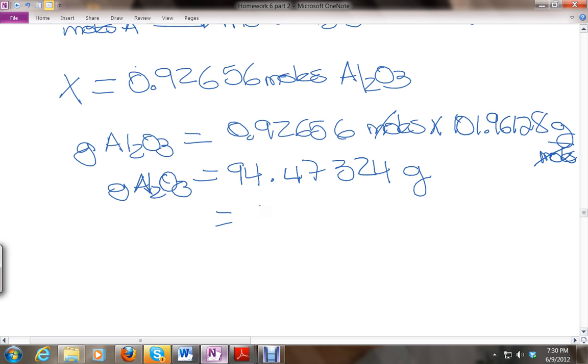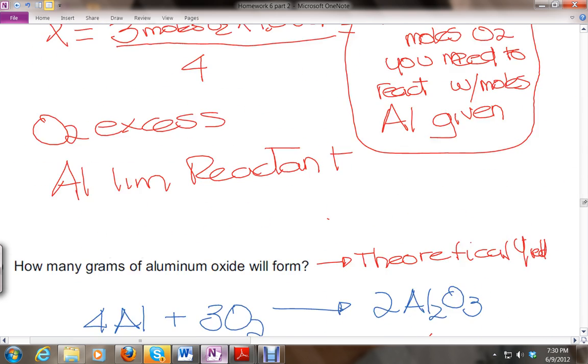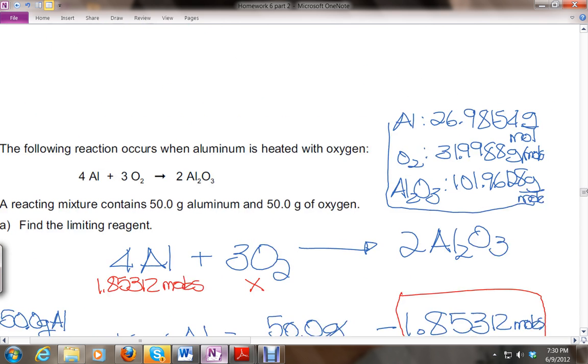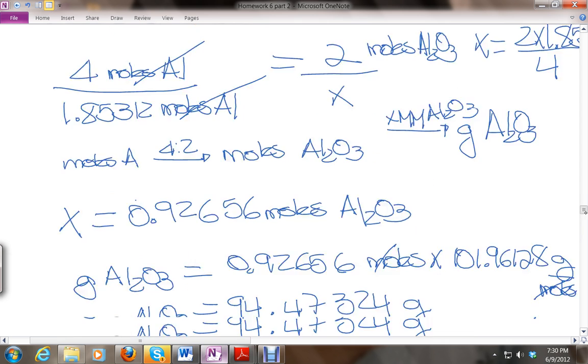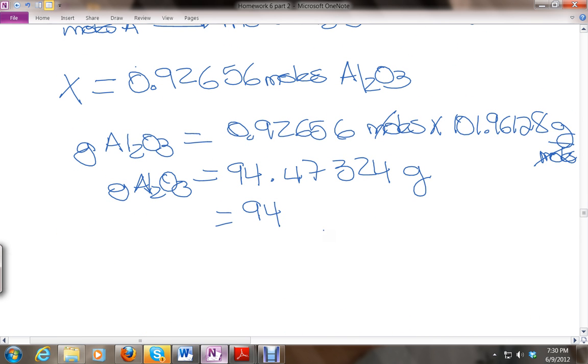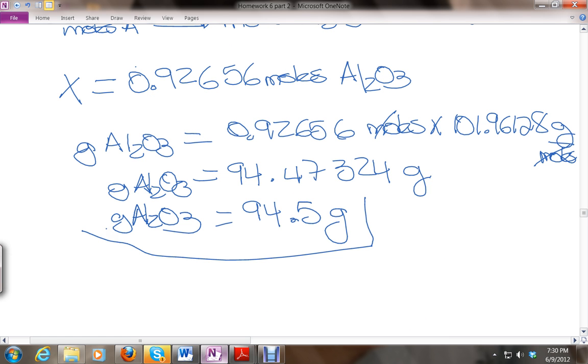But you take it to how many sig figs, by the way? Let's look at our problem initially, and it's 3 sig figs for the grams given data, so it would be 94.5 grams. Okay, and that is grams of aluminum oxide. Don't forget to put the title of what you're giving me.